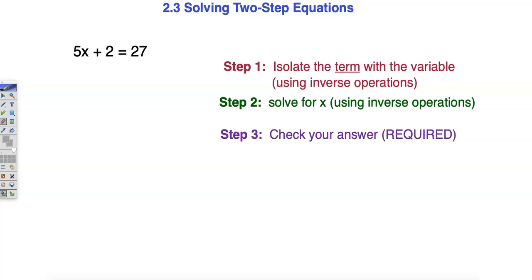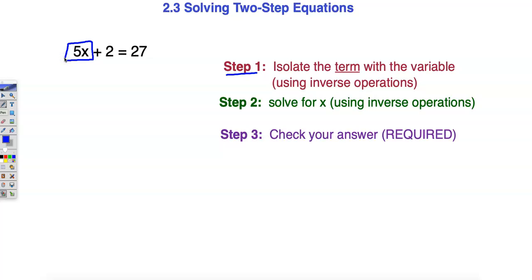Today's lesson 2.3 is on solving two-step equations. We're going to start off with our equation 5x plus 2 equals 27. The first thing we're going to do is step 1. We're going to isolate the term with the variable, which would be our 5 times x, or 5x.